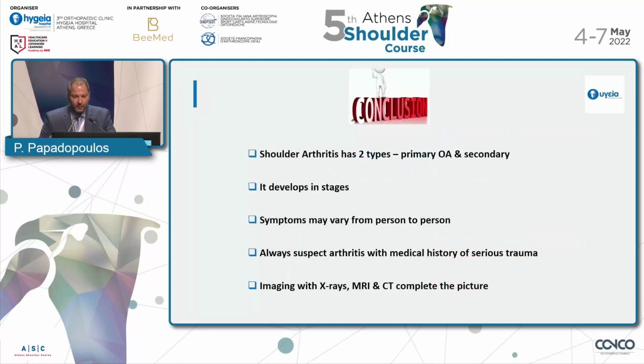So, in conclusion, we'll say that arthritis has 2 types, primary osteoarthritis and secondary arthritis. It develops in stages. The symptoms may vary from person to person. We must always suspect some kind of arthritis with a medical history of serious trauma, and imaging with X-rays, MRI, and CT completes the whole picture.